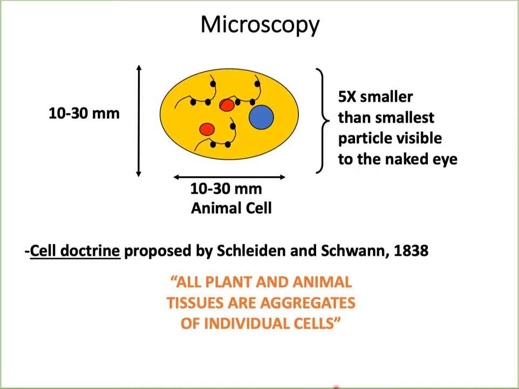So let's start. Microscopy: the average dimension of a typical animal cell is about 10 to 30 microns in diameter, which is about 5 times smaller than the smallest particle actually visible to the naked eye. The first good microscope was developed in the 19th century. At that time, it was first discovered that plant and animal tissues are actually aggregates of individual cells, and this discovery is known as the cell doctrine and marks the birth of cell biology.